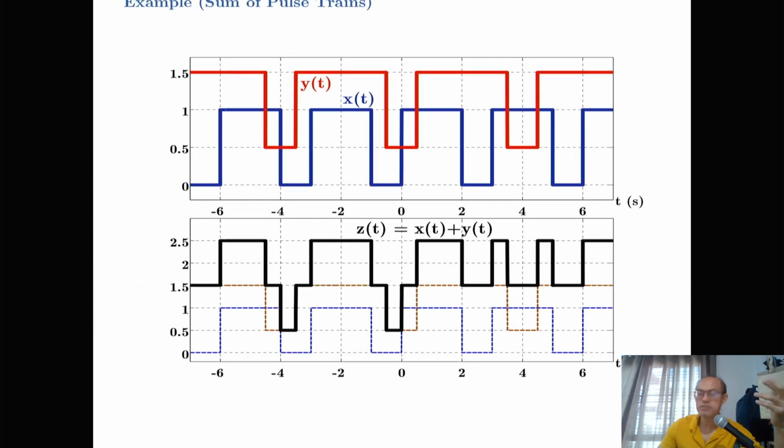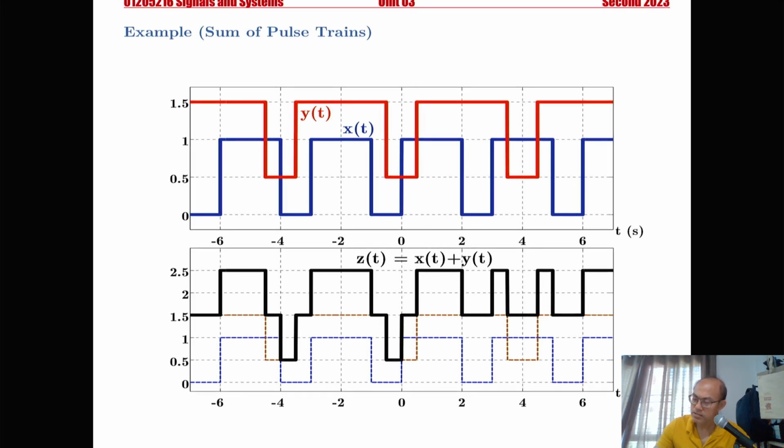Now what about this? This is more interesting and a little bit more complicated because there are overlaps, right? There's a lot of overlaps between x and y. So we have to break the overlaps. This is the first subinterval. Y is 1.5, x is 0. So after adding them, we get 1.5.